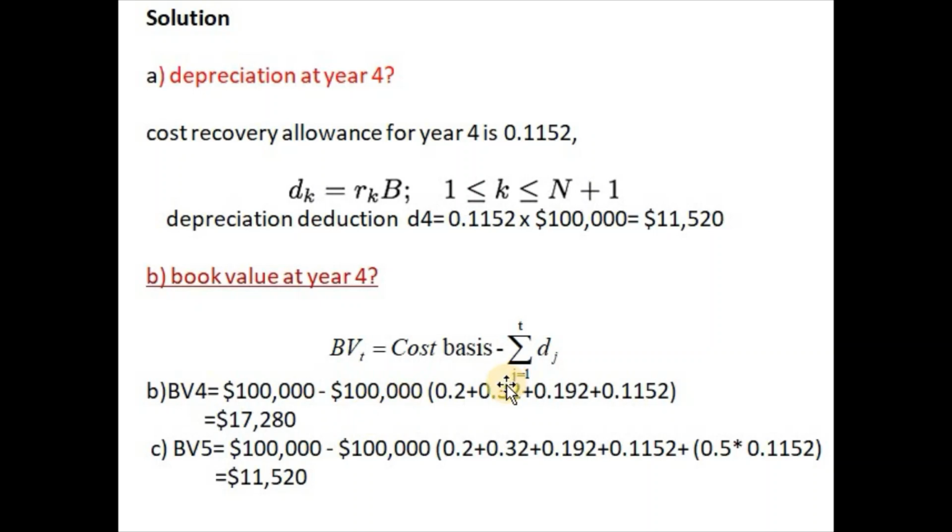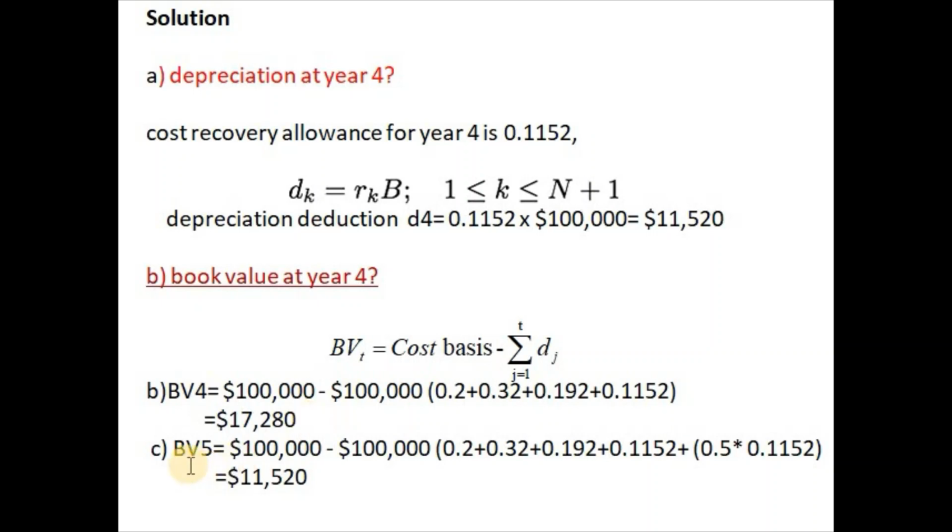We said that the depreciation of each year is the rate times the cost basis. So I can take the cost basis because it's going to be multiplied by all the rates of all the previous years. So this is the cost basis, and these are the rates for year 1, 2, 3, and 4. Those are the recovery rates that I got from the table for year 1, 2, 3, and 4 because I want to calculate the book value at year 4. So by books, the value of this asset, which had a cost basis of $100,000, its book value became $17,280.